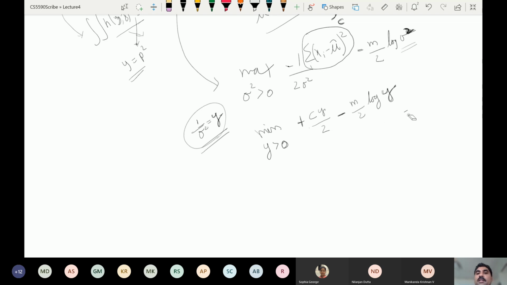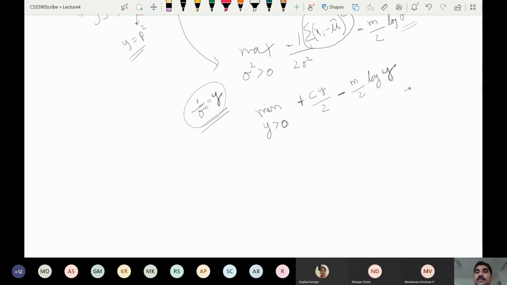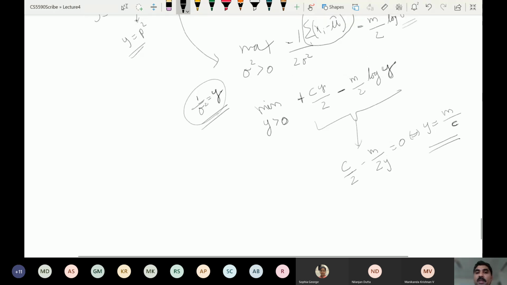Now check your critical points. Now let's do our critical point business, stationary points. So what are the stationary points for this? C by 2 minus m by 2y should be 0. So that is if and only if y is equal to m by c, right? Yes or no? Yes, sir. Okay. Now, how many critical points are there? Only one. Again, good, right?